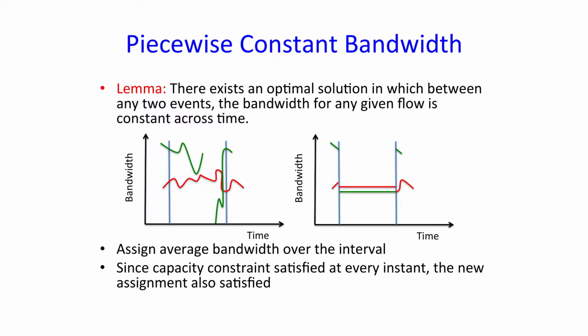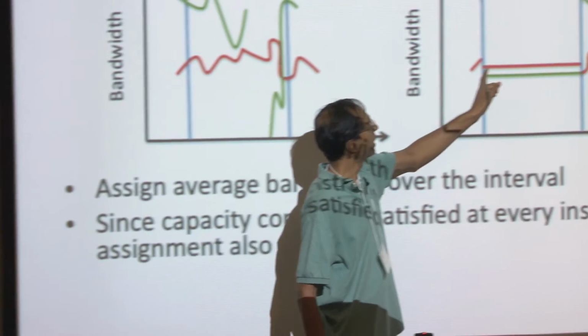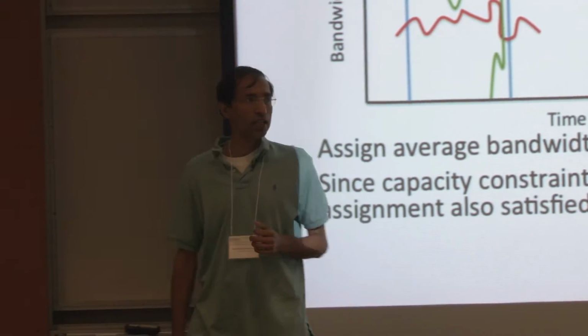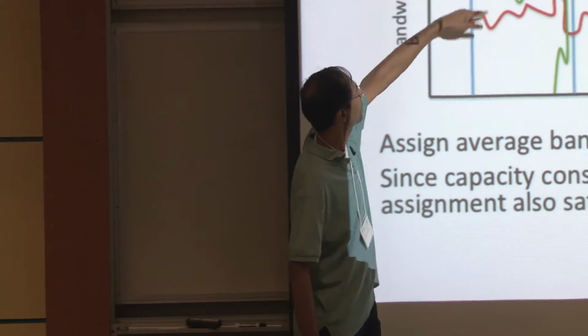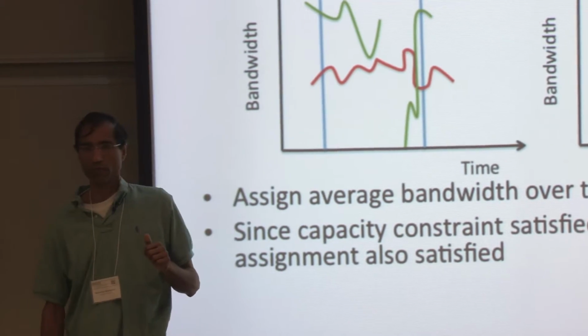Let's say I consider two time periods of interest. This might be a flow completed or a flow arrived. This might be another flow arrived or a flow completed. But between these two time periods, no such event took place. Then I claim that there exists an optimal solution in which they could actually have been assigned a constant bandwidth across. Why is that? Well, all you can do is assign each of them the average bandwidth that they are getting during this period. Okay?